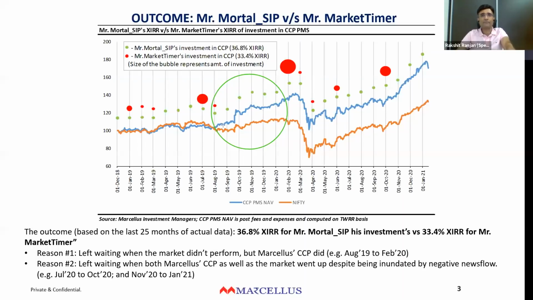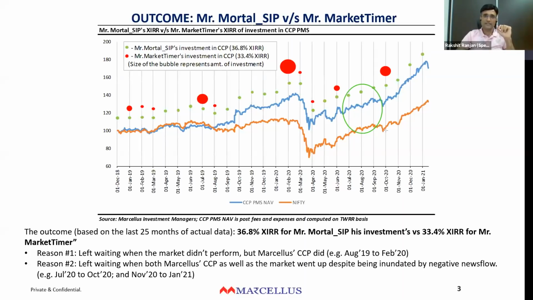The second type of example is when Mr. Market Timer is left waiting when both market and Marcellus CCP go up, right? So here he is waiting for a crash. The crash doesn't come. Not only does Marcellus CCP go up, which happened even in reason one, even the market goes up, right? And this also happens quite frequently.